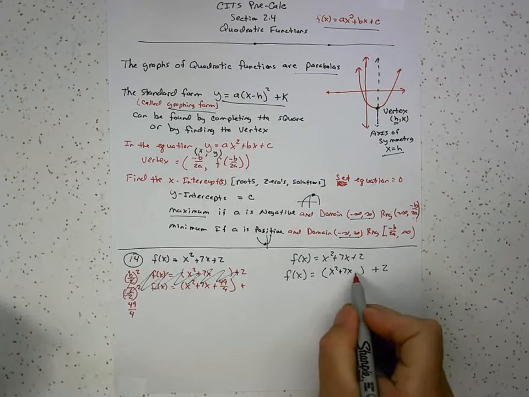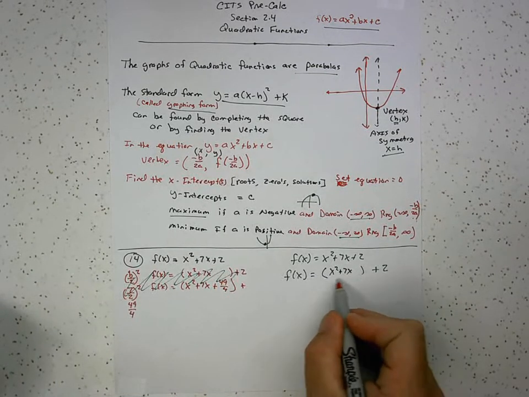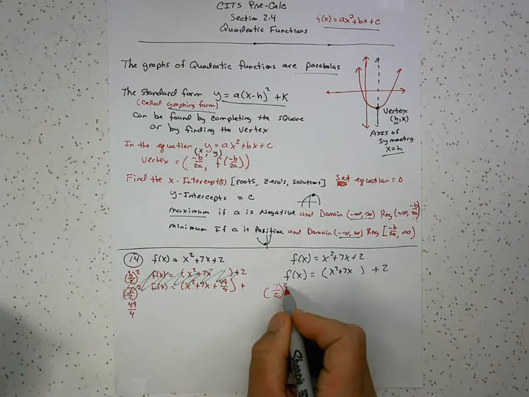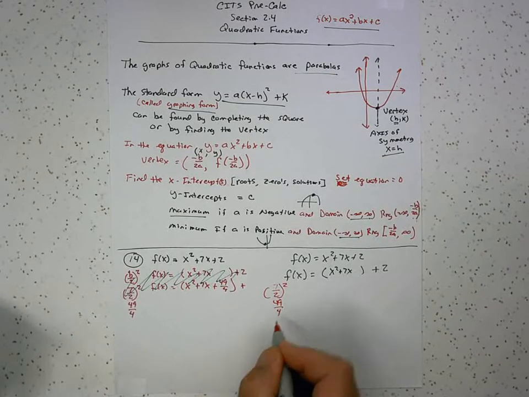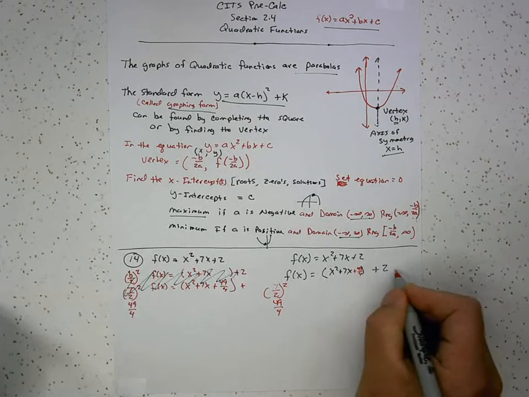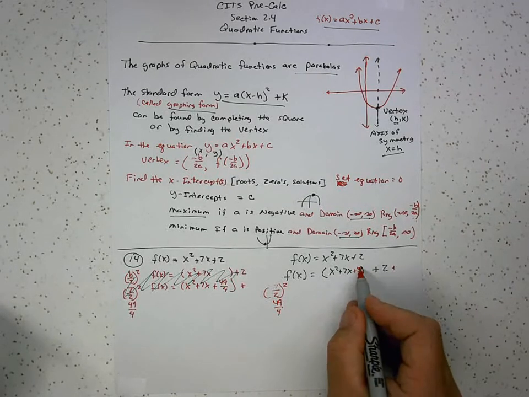Okay, I then find my add-on term. I want to make this into a perfect square. This add-on term is found by b over 2 squared. So it's 49 fourths.